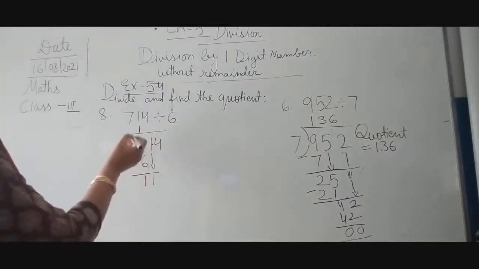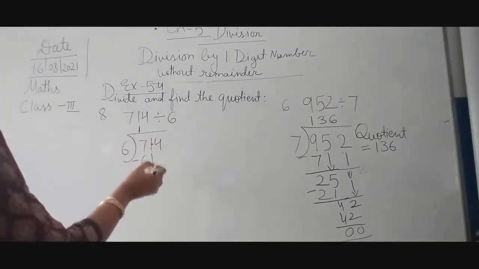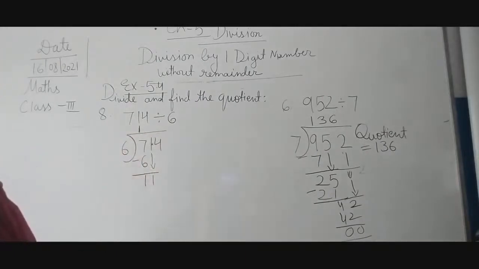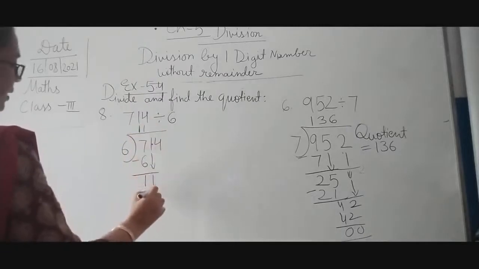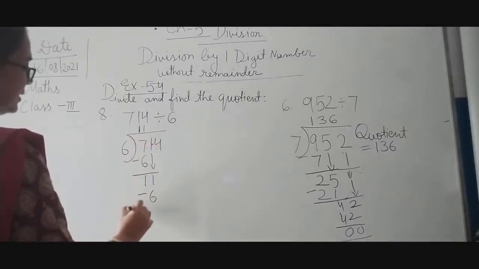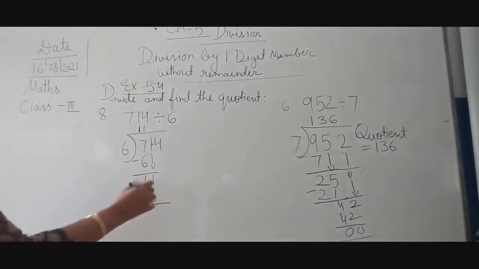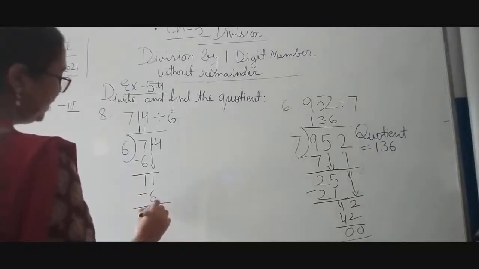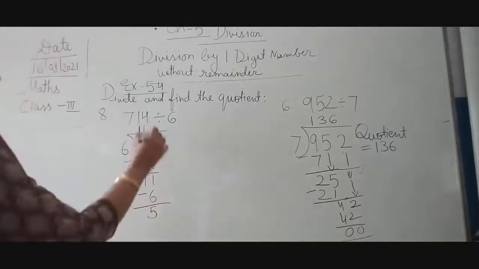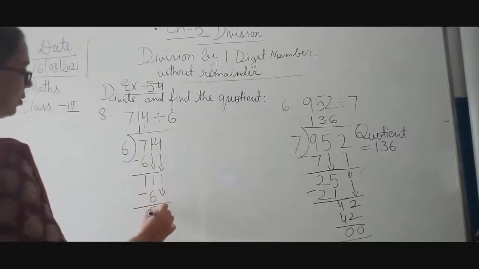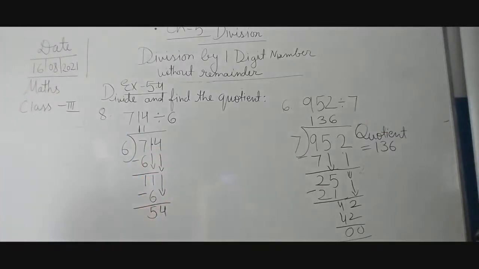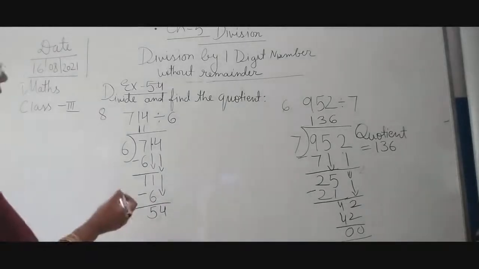So again we will do the table of 6. 6 ones are 6, 6 twos are 12. So 12 is a much bigger number. So here we will write 6 ones are 6 again. When we subtract it, 11 minus 6, we will get 5. Now the next number, if you see, is 4. So here you can see 54 is the remainder. Not remainder, we can't say.